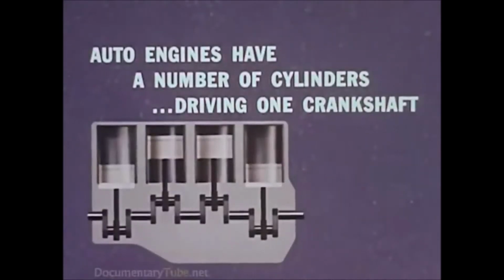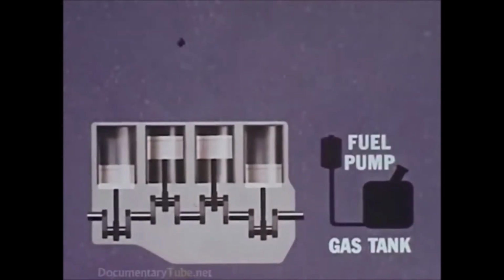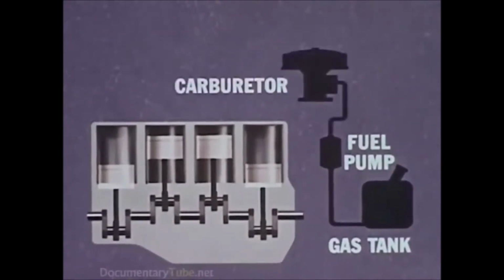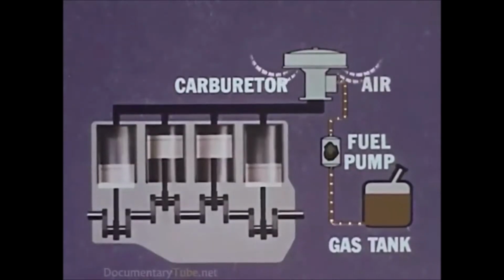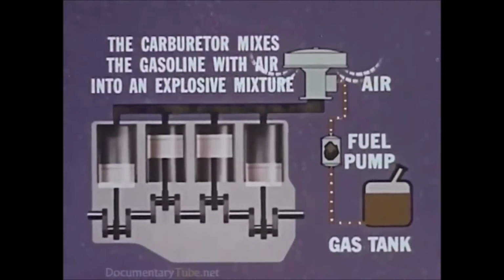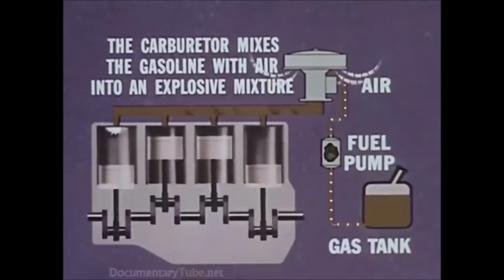Modern auto engines have a number of cylinders driving one crankshaft. Gasoline from the tank is pumped by the fuel pump to the engine's carburetor through the fuel lines. The carburetor mixes the gasoline with air to form the explosive mixture that drives the pistons.